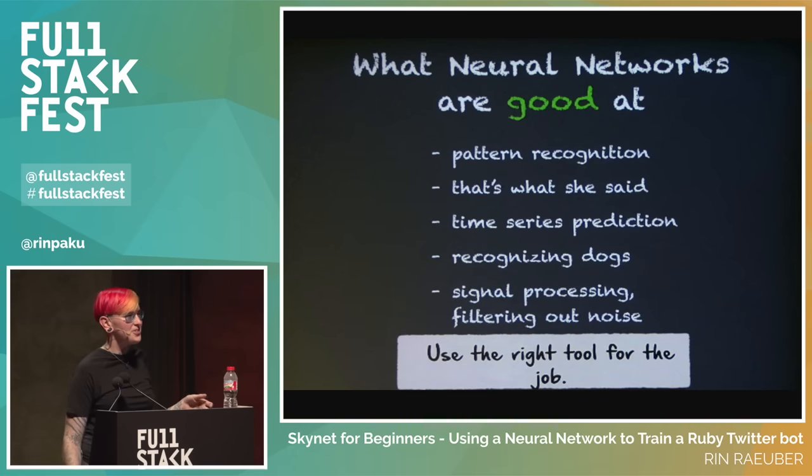And then there's the thing about using the right tool for the job, because neural networks are good at certain things. Pattern recognition is one, and there's also a "that's what she said" classifier that tells you whether, after a given sentence, "that's what she said" would fit. Although I'm not sure, maybe it will always return true. I don't know. I haven't tried it. Then there's time series prediction, recognizing something in an image, recognizing dogs mostly, and signal processing where you have to filter out noise and stuff. That's what neural networks are really good at.